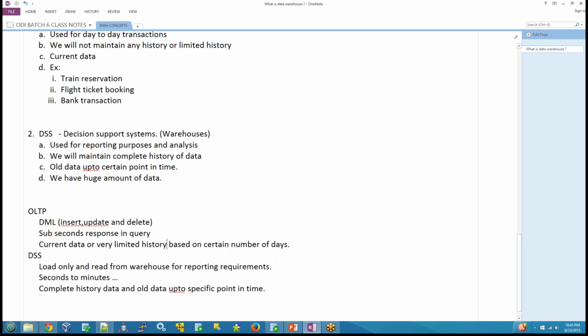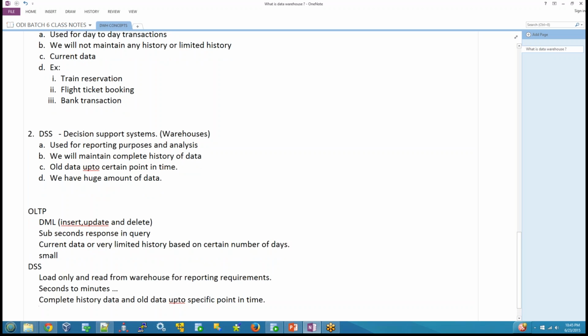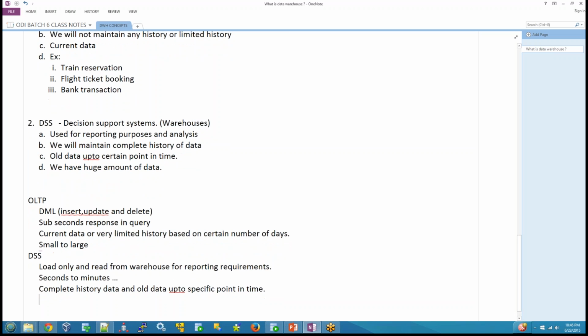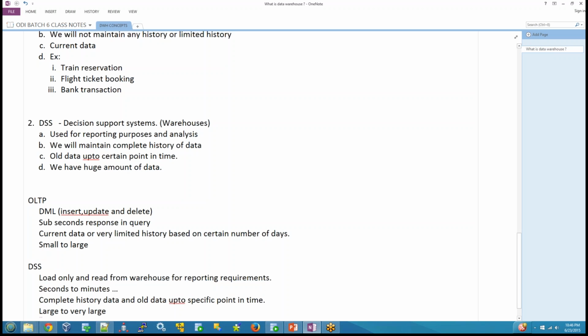Now the size of the database. In OLTP, the size is small to large, depending on how much data we are going to have in a table. Here in DSS it is large to very large, a huge amount of data. It is load only. Decision support systems contain a huge amount of data, while OLTP contains a small to large amount of data. Now, online transactional processing: we process the data here, the day-to-day transactions, the day-to-day transactional processing.